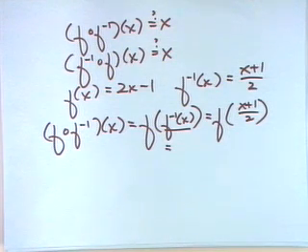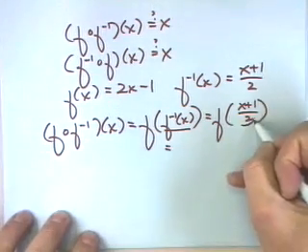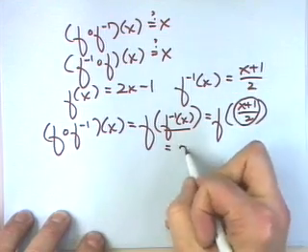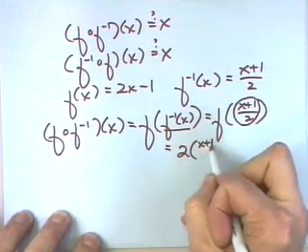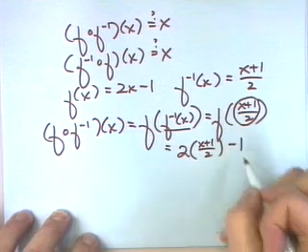Don't I double it and then subtract 1? Yeah. So whatever I'm taking the f of, I'm taking the f of this whole quantity. So I want to double that whole quantity and subtract 1.